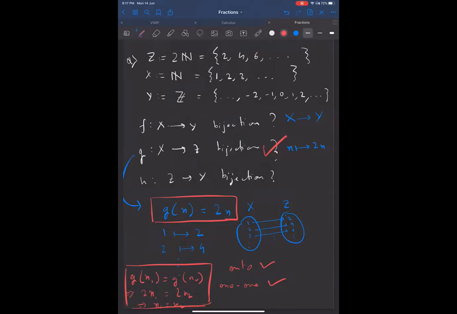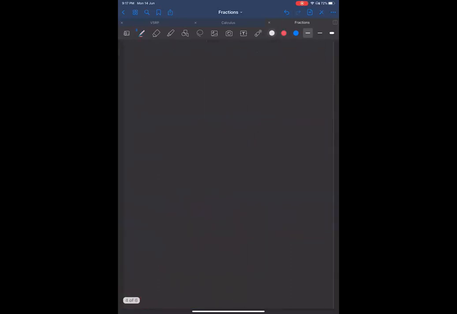Sir, we can do it like this. We can first map 1 to 0, and then every other odd element you can map to the positive element in Y, and every even element of X you can map to the negative element. Exactly. So in N, what do we have? We have 1, 2, 3, and so on. In Z, we have minus 1, 0, 1, and so on.